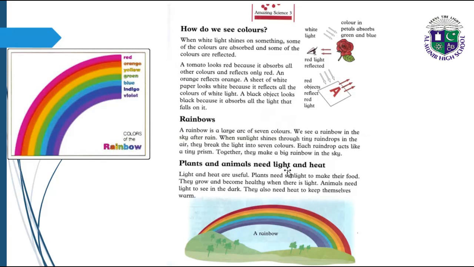Plants and animals need light and heat. Light and heat are useful. Plants need sunlight to make their food. They grow and become healthy when there is light. Animals need light to see in the dark. They also need heat to keep themselves warm.